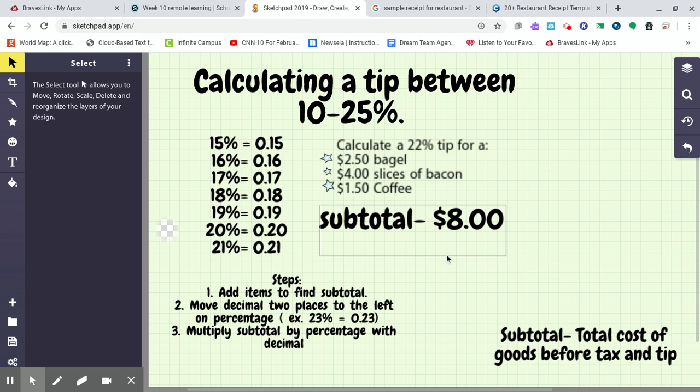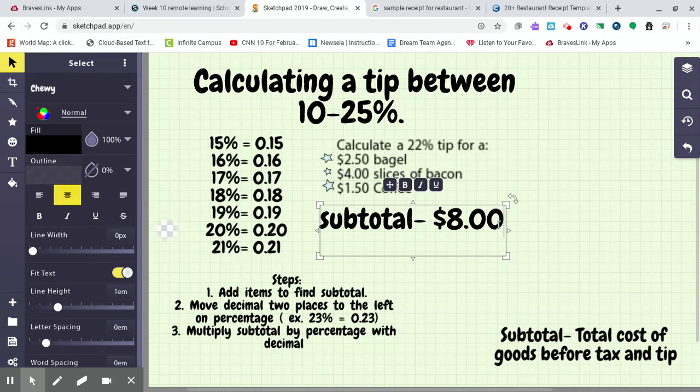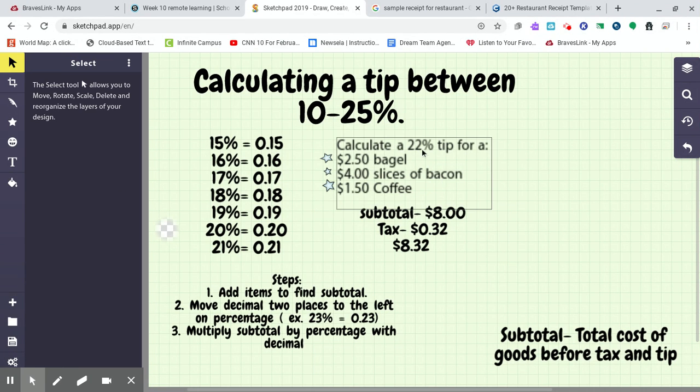So I've already kind of got things started here. So I'm going to take what we already have. So as I said, I'm going to calculate the tax. I believe around here, tax in food is 4%. So your with tax subtotal. So I'll say tax is only 32 cents here because that is 4% of $8. And now I have another subtotal of $8.32. So now we're going to find a 22% tip.